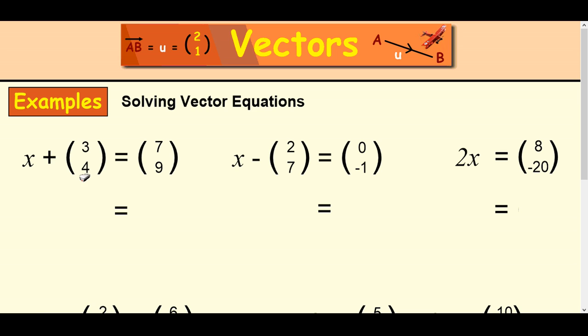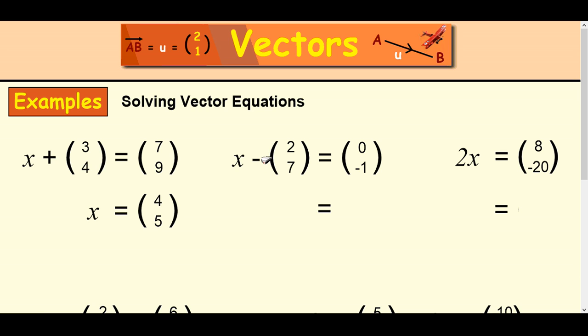So we've got x plus (3, 4) equals (7, 9). Now before, when there was a plus, you took away, so we're going to take away the 3 from the 7 and take away the 4 from the 9. And that's going to give an answer of (4, 5). If you were to place the (4, 5) in here, you would see that 4 plus 3 makes 7, and the 5 plus 4 makes a 9.